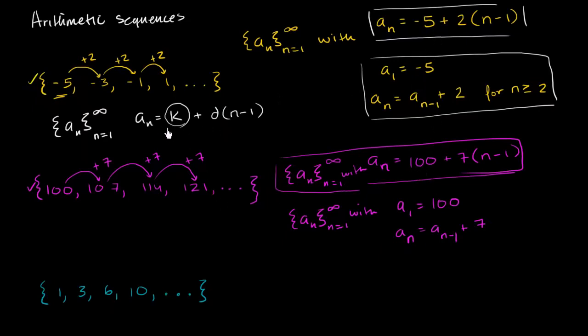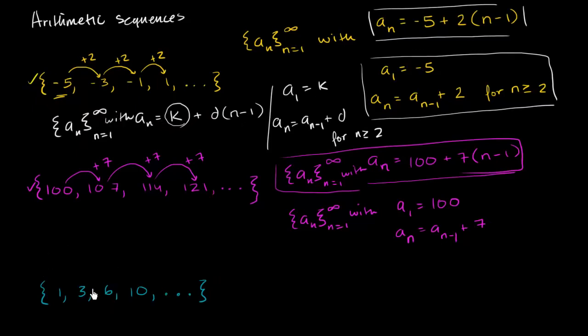The other way, if you wanted to write the recursive way of defining an arithmetic sequence generally, you could say a sub 1 is equal to k, and then a sub n is equal to a sub n minus 1. A given term is equal to the previous term plus d for n greater than or equal to 2. So once again, this is explicit. This is the recursive way of defining it, and we would just write "with" there.